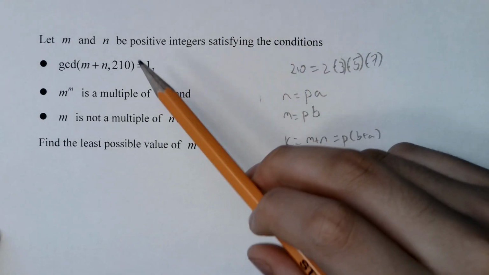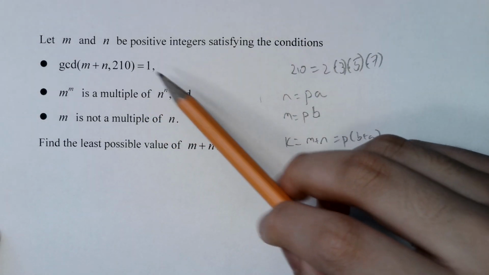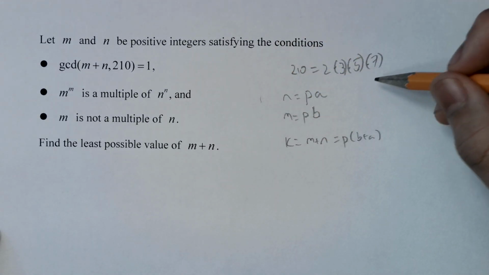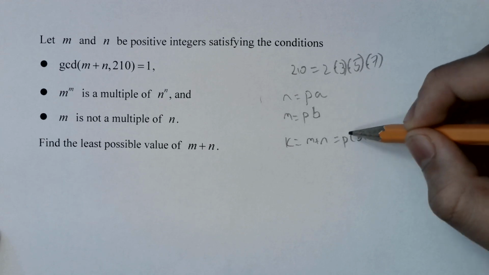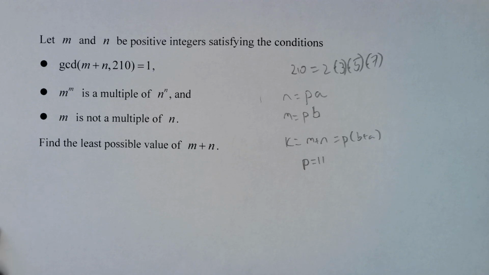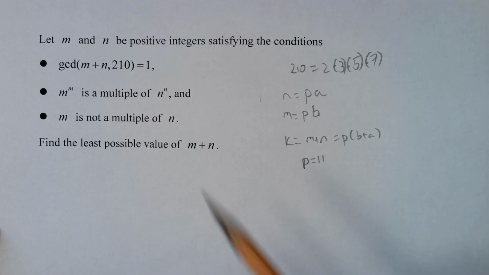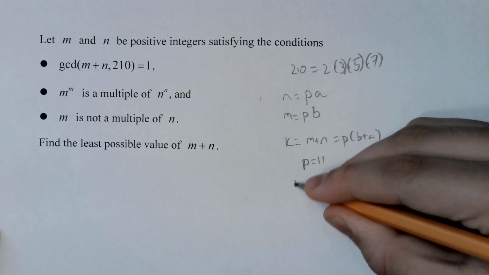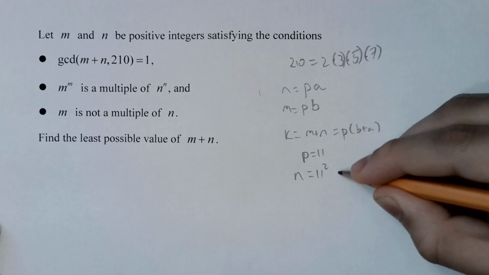Now, since the greatest common divisor between k and 210 is equal to 1, we know that they should be relatively prime. So p cannot be equal to 2, 3, 5, or 7. And since we stated that p is going to be a prime integer, we know that p has to be equal to 11. Now, since in the second and third conditions, m is divisible by every prime factor of n, but m is not a multiple of n, n is obviously going to be the square of a prime number. And since we know that the prime number that we have in n is going to be 11, we know that n is going to equal 11 squared, or 121.